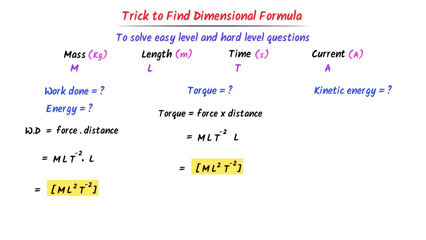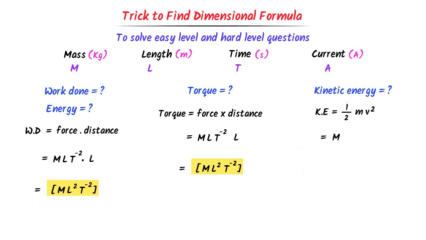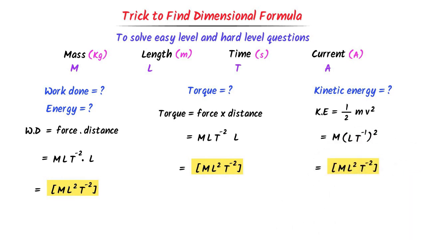In case of kinetic energy, it is equal to half of mv squared. Remember that we do not consider constants in dimensional formula. The dimensional symbol of mass is m and the dimensional formula of velocity is Lt to the power negative 1. I take the square of it. I get mL squared t to the power negative 2. Hence the dimensional formula of kinetic energy is also mL squared t to the power negative 2.